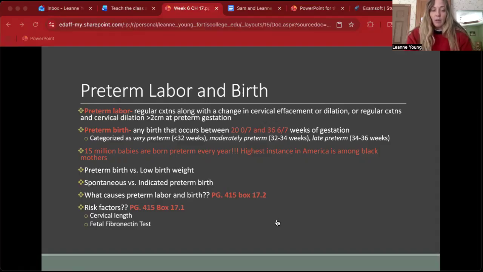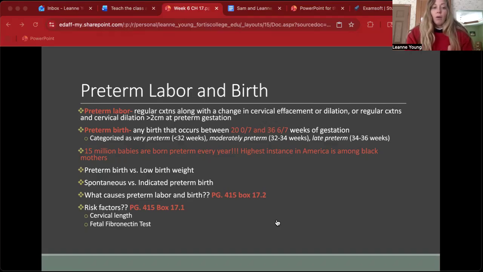Weeks of gestation. It can be categorized as very preterm, which is when there's a delivery that occurs earlier than 32 weeks, moderately preterm, which is 32 to 34 weeks, and late preterm, which would be your 34 to 36 weeks of gestation. It is very important for your exams that you understand the differences between very preterm, moderately preterm, late preterm, and what we consider a preterm delivery. Anything earlier than 37 weeks of gestation, we would consider preterm.